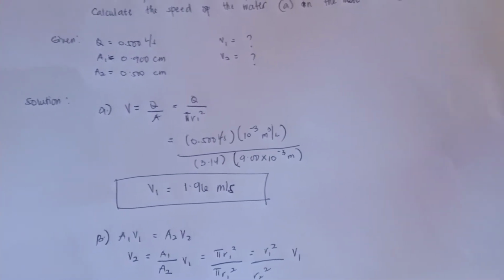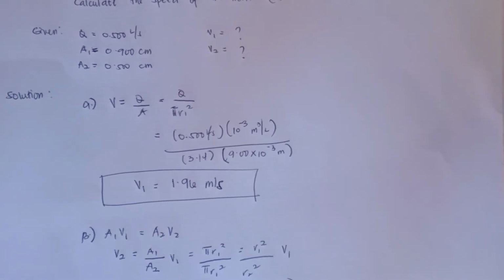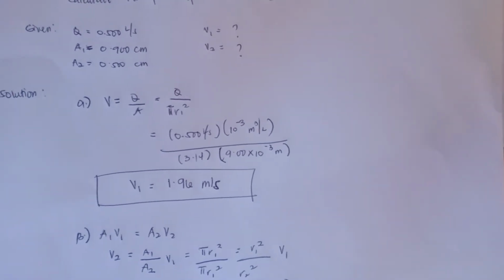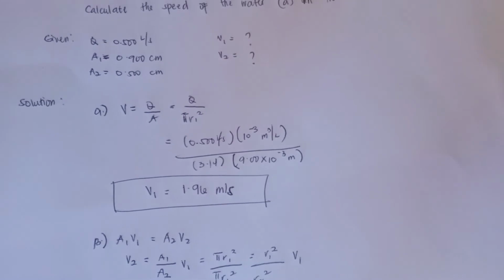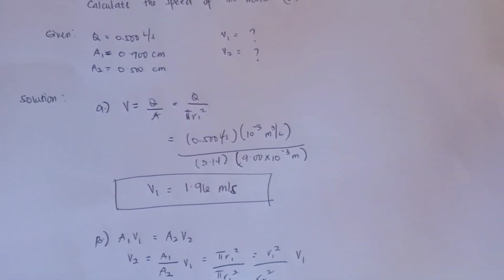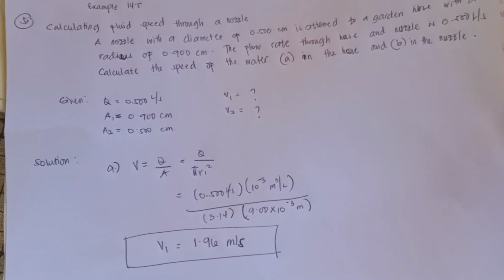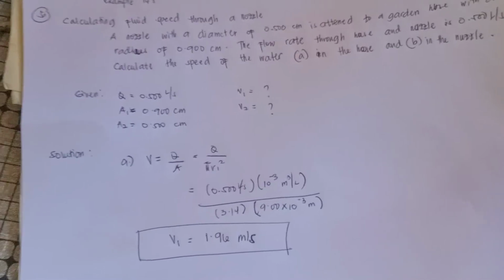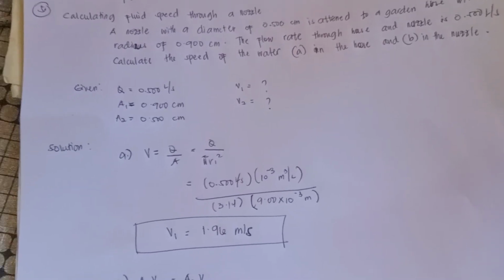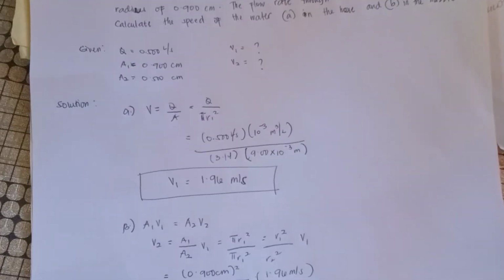So this V1 is the speed of the water in the hose. What was asked was to calculate the speed of the water in the hose only, not for the nozzle. So that is for part A. Now we proceed to letter B, to calculate the speed of the water in the nozzle.